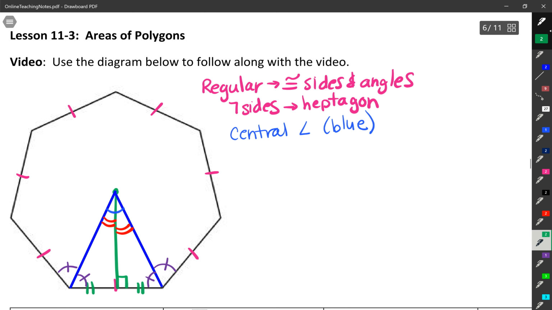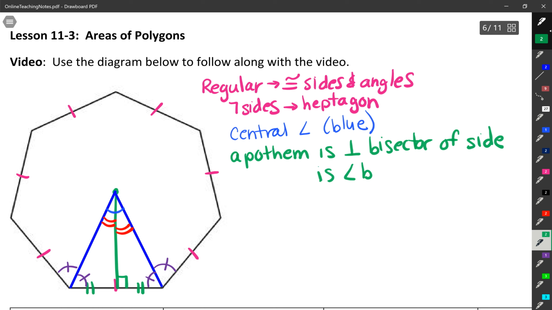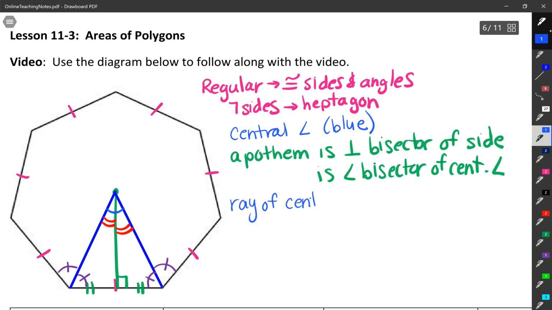So some conclusions. The apothem is the perpendicular bisector of the side. The apothem is also the angle bisector of the central angle. And let's say the ray of the central angle bisects the angle of the polygon.